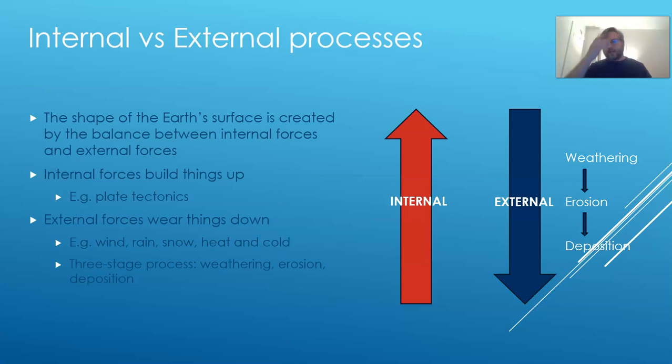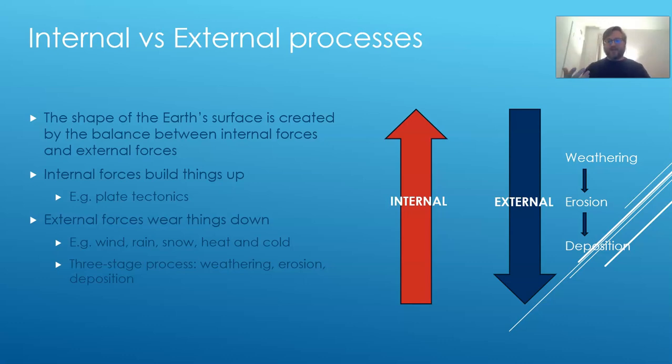So to set the context, the shape of the surface of our Earth that we live on is created by the balance between internal and external forces in the Earth. Right? We've got internal and external forces, and broadly speaking, internal forces build things up. So one of the major internal forces that we've already talked about in this class is plate tectonics. And if you think back to our lessons on plate tectonics, we thought a lot about how things are built up, right? We get colliding tectonic plates and they produce mountain ranges and they produce volcanoes and lift things up into the air. So we've got these internal forces building things up.